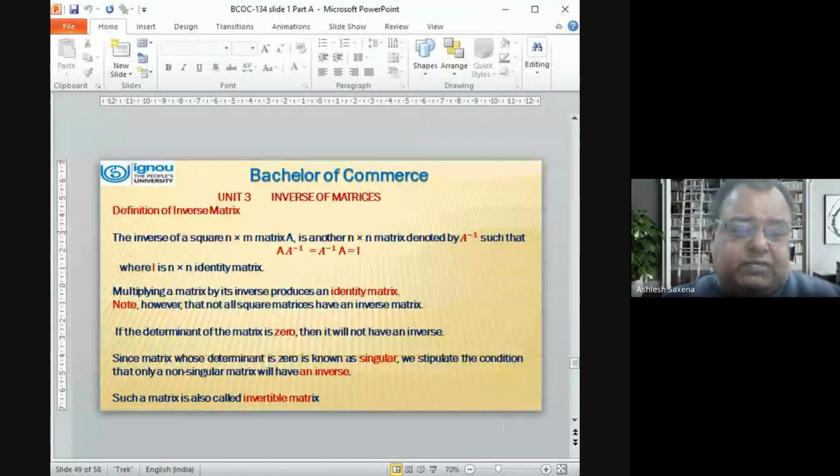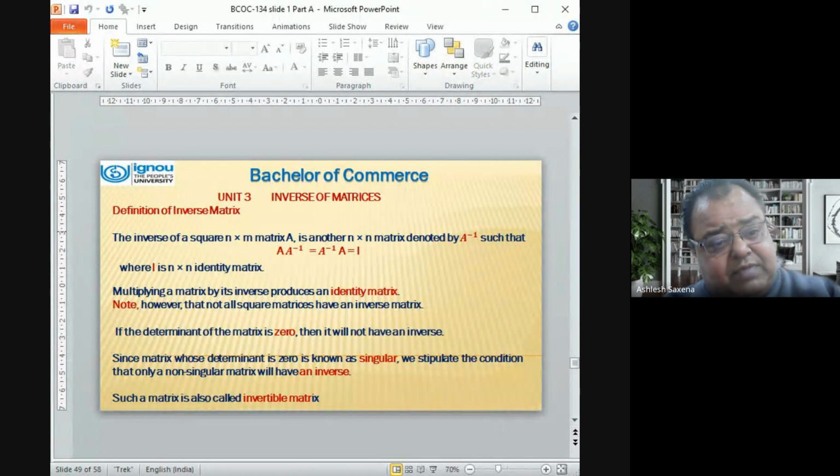Okay. That is inverse of matrices. As far as the definition of inverse of matrix is concerned, the inverse of a square, that is n by n matrix A, is another n by n matrix denoted by A inverse, such that A into A inverse is equal to A inverse into A is equal to identity matrix. We have seen identity matrix in our previous session. It has to be of the same order as the parent matrix is.